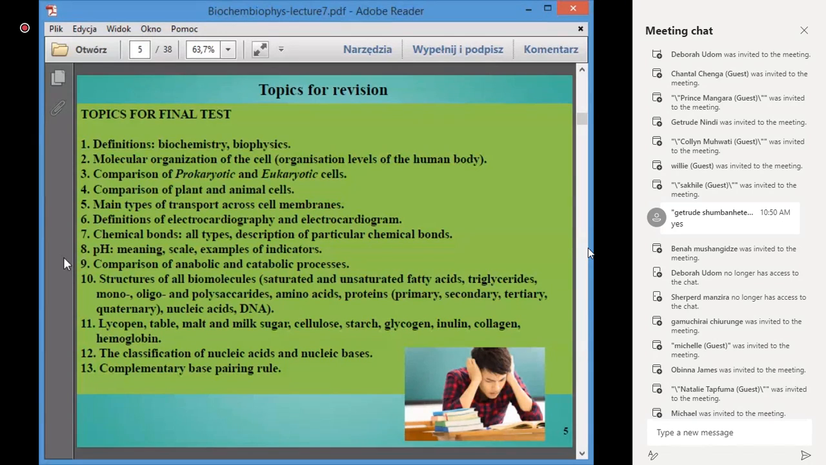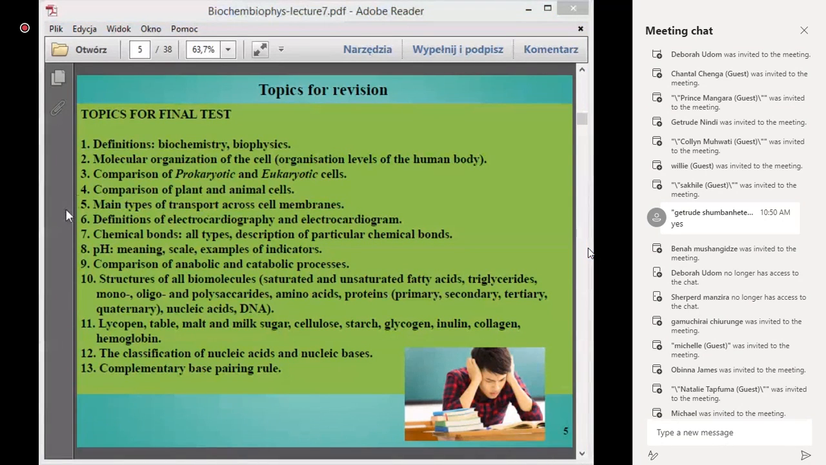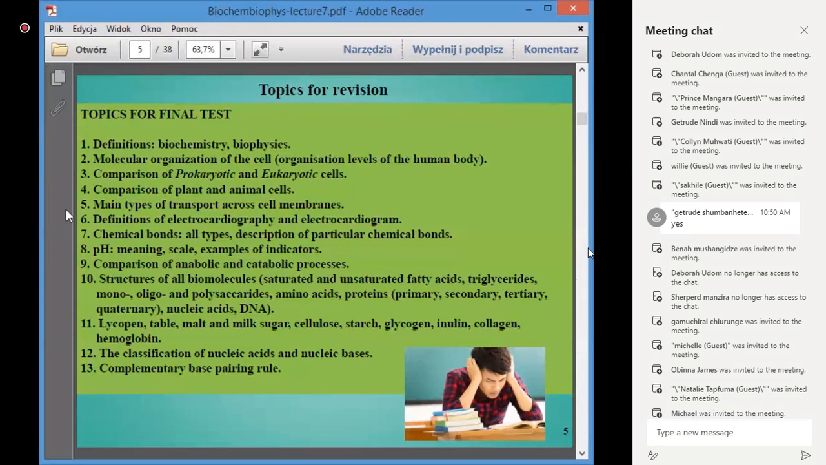Today I will talk about mono, oligo, and polysaccharides. So you should be able to find the difference between them. And then I will talk about proteins, amino acids, then during the next lecture about the structure of nucleic acids, like DNA, for example.